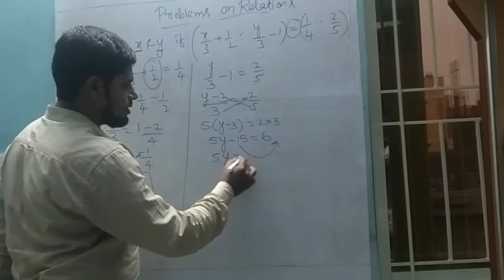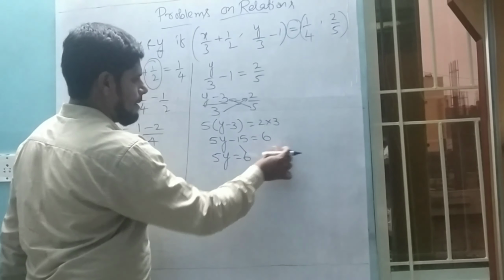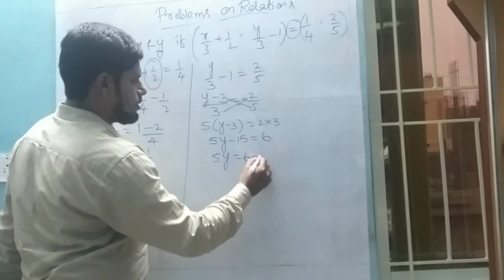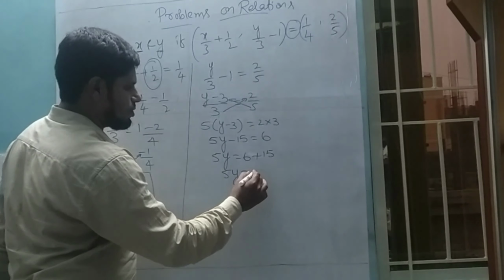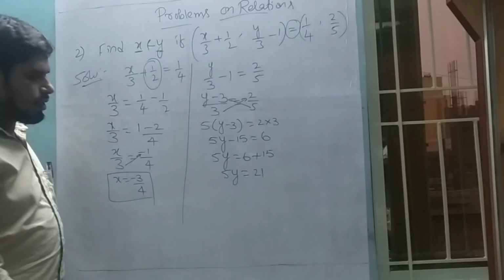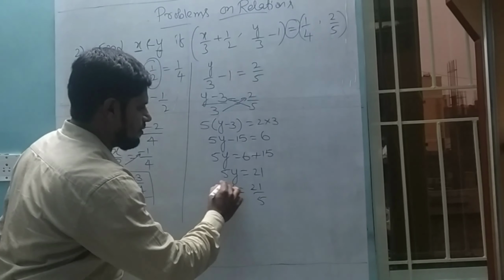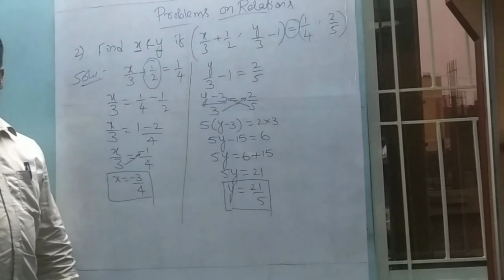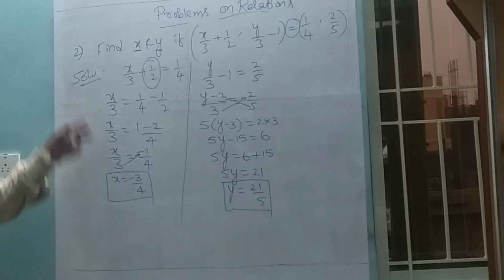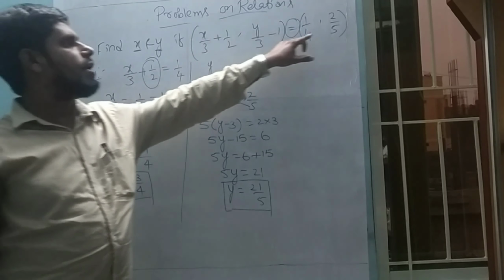So 5y is equals to 6 plus 15. So 5y is equals to 21. Then finally the value of y is equals to 21 by 5. These are the values of x and y, and this is the method we will adopt to find the values of x and y whenever the ordered pairs are given.